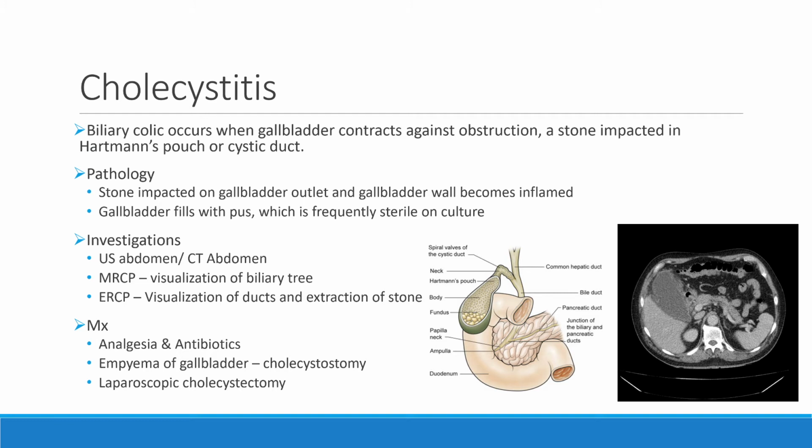In terms of management, you can give them some good analgesia and some antibiotics. Usually in my trust we give Co-amoxiclav first line, and if they don't improve then you move on to piperacillin and tazobactam, and if the patient still does not improve, give them meropenem. We briefly talked about empyema in the gallbladder. Also, these patients should have a laparoscopic cholecystectomy. You should do a lap cholecystectomy at least within 1 week of diagnosis. That is the NICE guidelines.